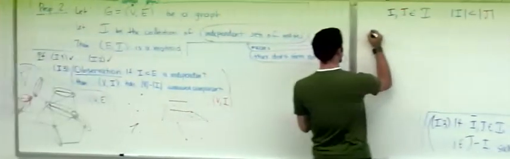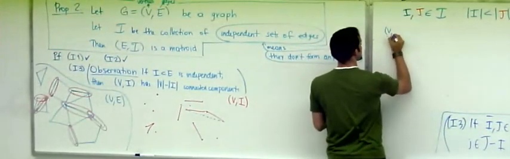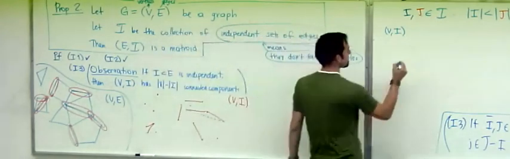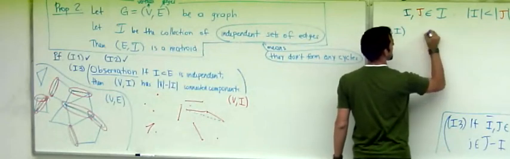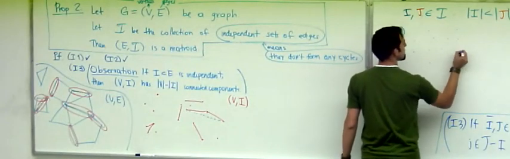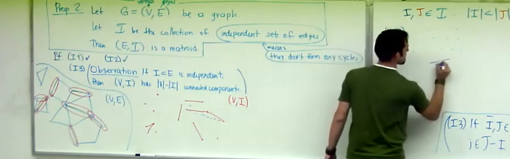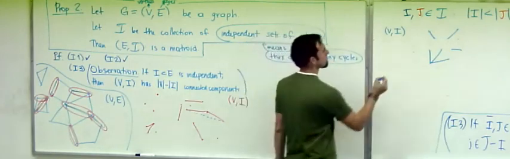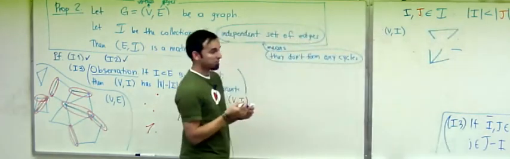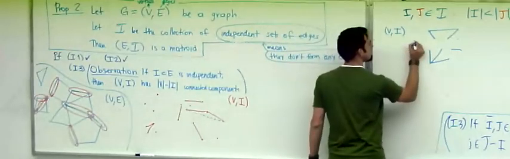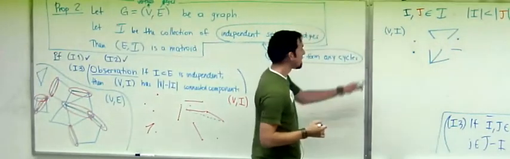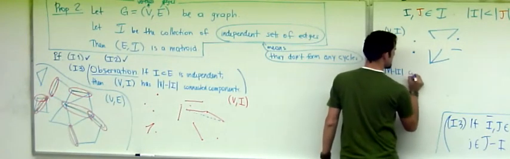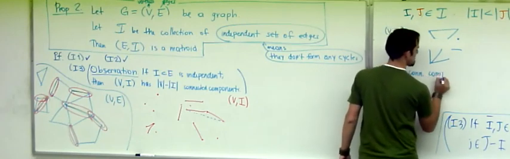So let me draw the graph V, comma, I. This graph has some vertices, and it has some blue edges. And no cycles are formed. This is my graph V, comma, I. Because I is independent, I have V minus I connected components.